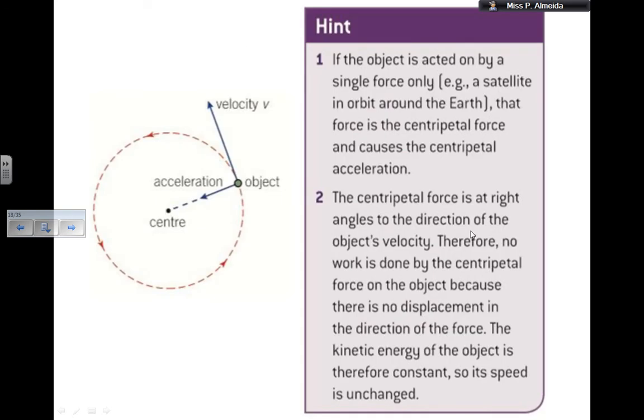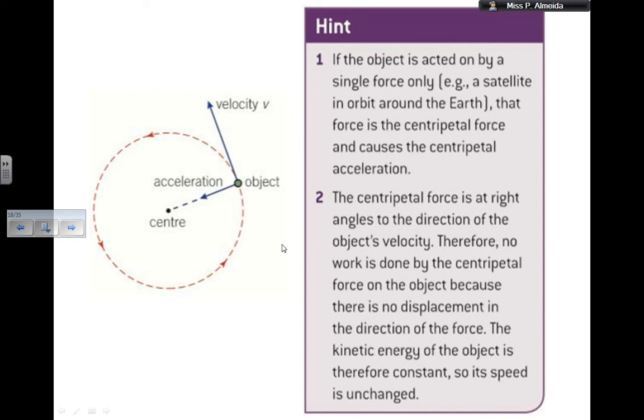Now, this is going over something that I already told you, but let's just go over it again. Here we have circular motion, with the acceleration perpendicular to the velocity. This is where the resultant force is as well, okay? If the object is acted on by a single force, for example, the satellite around the Earth, that force is the centripetal force and causes the centripetal acceleration. This is just reinforcing something that I told you. The centripetal force is at right angles to the direction of the object's velocity. This is the thing that makes circular motion.